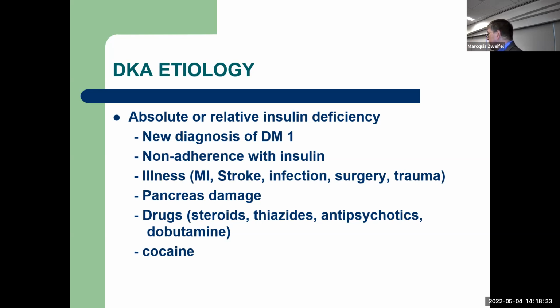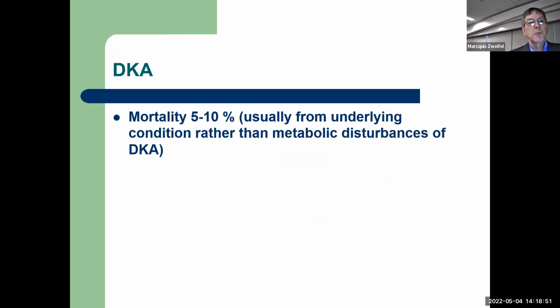And this is one of the things that nobody ever thinks about anymore, because you don't see it at 12 and a half and 25. But if you push those doses up, you can still see this. And cocaine does a lot of bad things and can push you into DKA. Mortality is very low, 5 to 10%. Usually that's with some underlying medical problem, not the people who just skip their insulin, right? But it's very low.